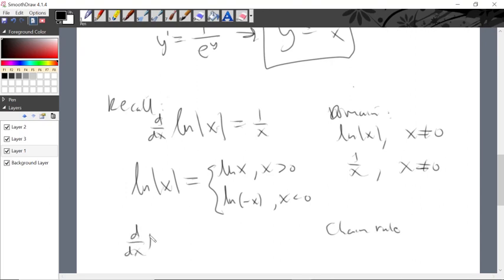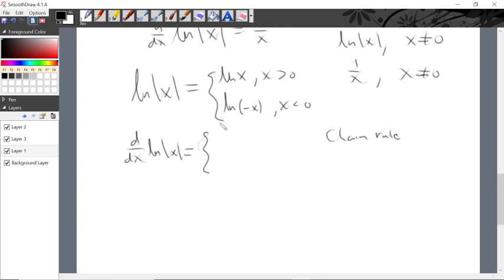So we have the derivative of the natural log of the absolute value of x is equal to, on each of these pieces, the derivative of the natural log of x, which is 1 over x, as we already showed above. And the derivative of the natural log of negative x would be, by the chain rule, 1 over negative x times negative 1. That's the chain rule being applied there.